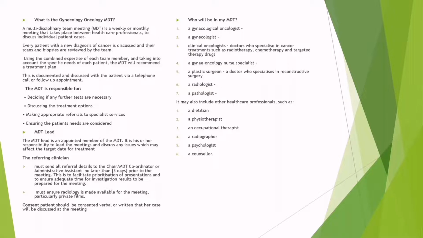The oncology multidisciplinary team is a meeting which takes place weekly or monthly between the healthcare professionals to discuss the individual patient case. Every patient who is newly diagnosed with cancer is discussed at this meeting, and their scans and biopsies are reviewed by the team. Using the combined experience of the team members and taking into account the specific needs of each patient, the multidisciplinary team will recommend their treatment plan.